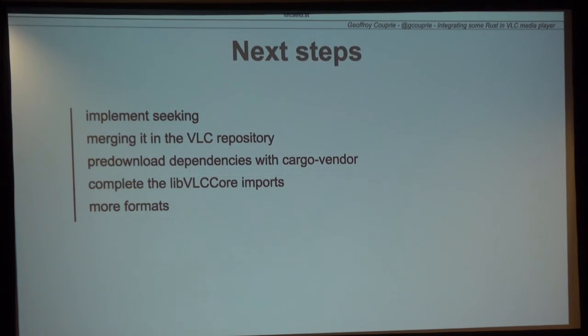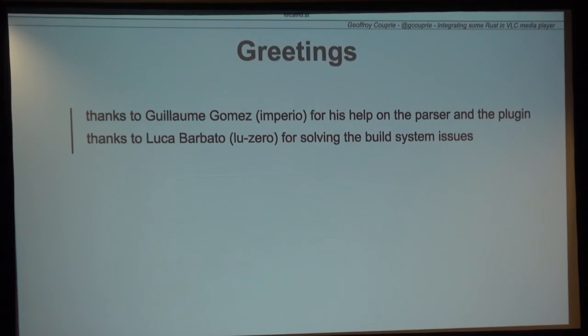And you can do that with any C project. It's easy to replace a C project file by file. Well, easy. For different reasons, different definitions of easy, but it's doable. It's really doable. A few people helped me: Guillaume Gomez, maybe you talked a bit with him about documentation, and Luca Barbato, who works at LibAV, on the LibAV project, and they really helped me making this.